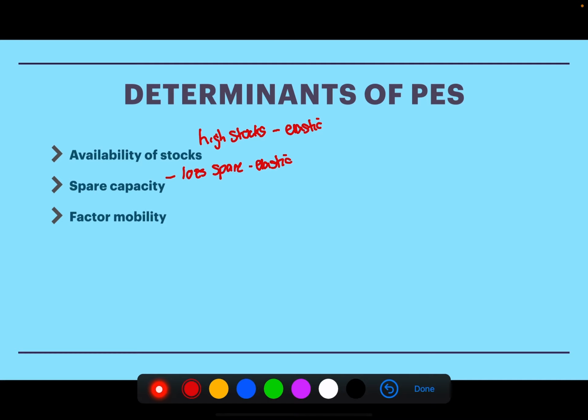Factor mobility. Factors are your factors of production: land, labour, capital. So how easy is it to move your factors of production to producing something else? If you've got, for example, a farmer growing apples and pears, if the price of apples goes up, then they want to supply more apples. They could probably use the land that they were using for pears to produce more apples. That's quite easy.